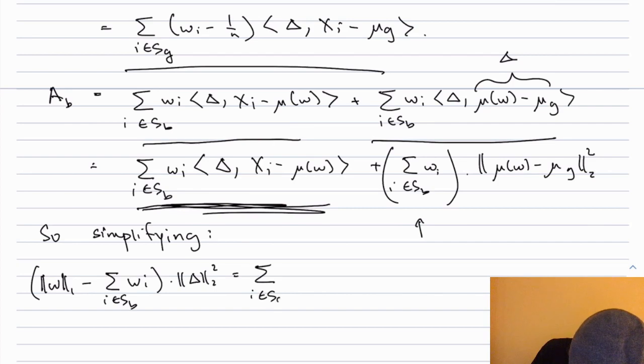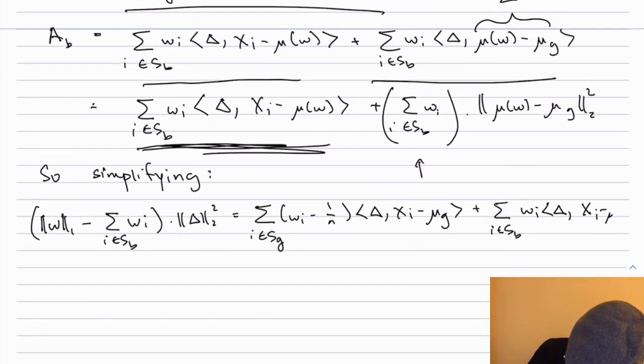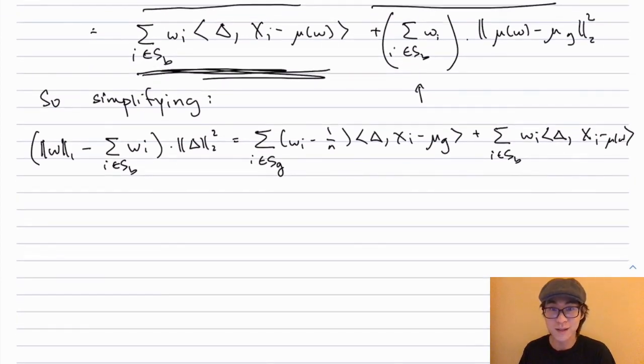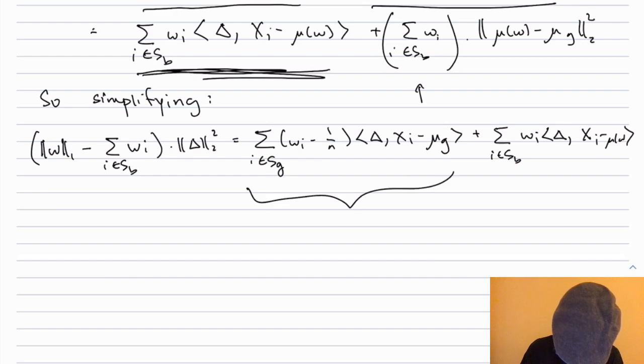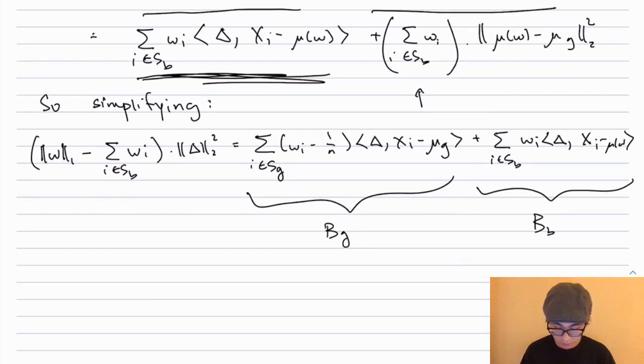So let me just write this: the sum over i in S good of (w_i minus 1 over n) times the inner product of delta with (x_i minus mu good), plus the sum over i in S bad of w_i times the inner product of delta with (x_i minus mu of w). Okay, so this more or less fits on the screen, I guess. It's close enough. And let me bound these two terms again separately. So let me call this b sub good, and this b sub bad. So let's start with b sub good.